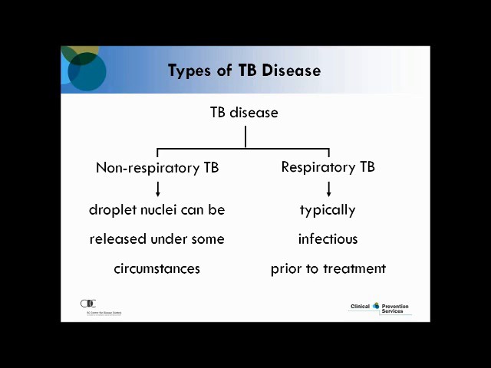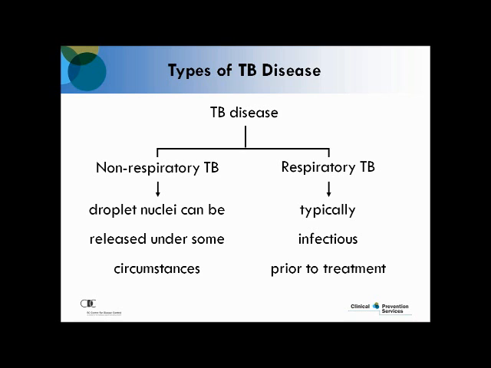There are two main types of TB disease, non-respiratory TB and respiratory TB. Non-respiratory TB is also known as extrapulmonary TB. It refers to TB disease that occurs in places other than the lungs, such as the lymph nodes, the pleura, the brain, the kidneys, or bone. Most types of non-respiratory TB are non-infectious, and the symptoms depend on the part of the body affected. For example, if a client has TB of the kidneys, this may cause blood in their urine. If they have TB of the spine, it can cause back pain.